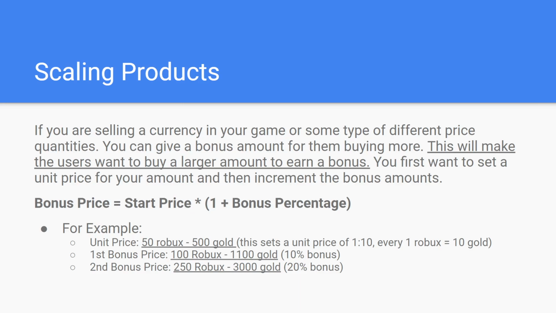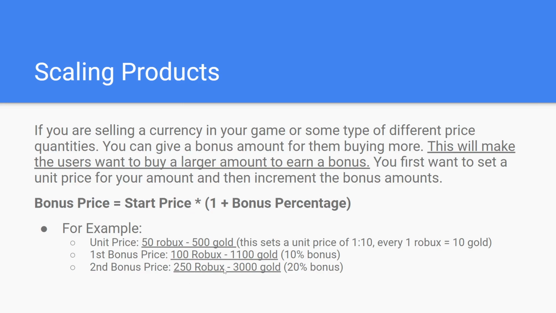This is just an example of how scaling products work. So next you might put a 10% bonus, and this just means that you're adding 10% of the 1 to 10. So in this, they're getting a 1 to 11. So for every 1 Robux that they spend, they're going to be getting 11 gold. And the 10% bonus is actually a 100 gold bonus. So for example, 100 Robux is going to be 110 gold, and that's with the 10% bonus.